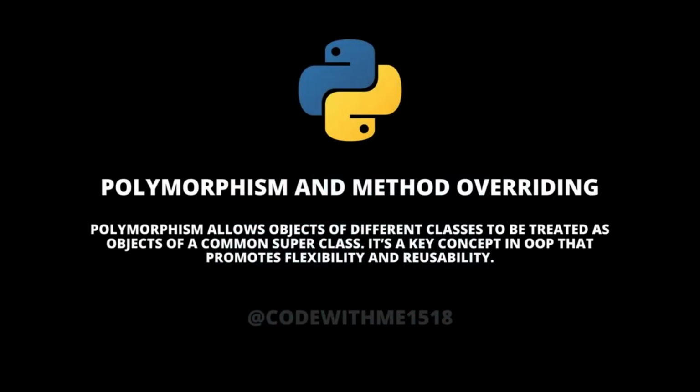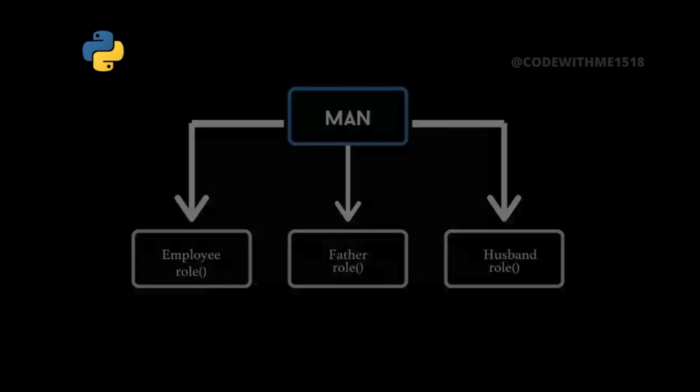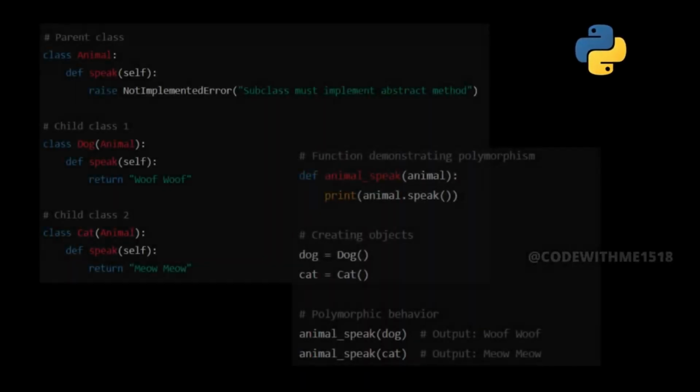Let's start with polymorphism and method overriding. Polymorphism allows objects of different classes to be treated as objects of a common superclass. It's a key concept in OOP that promotes flexibility and reusability. Here's an example of polymorphism and method overriding.